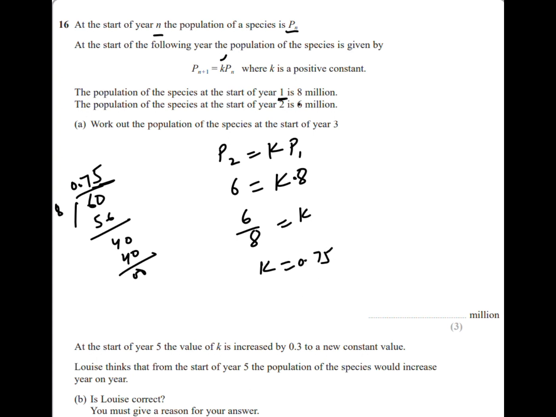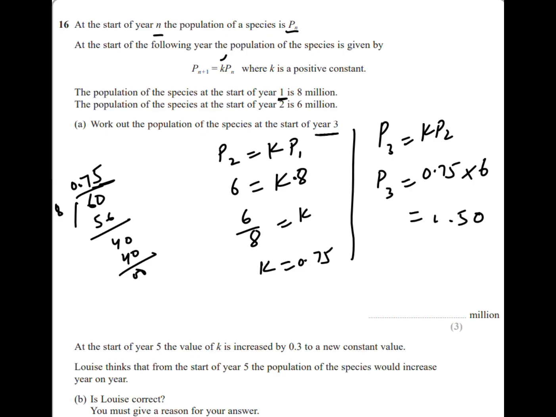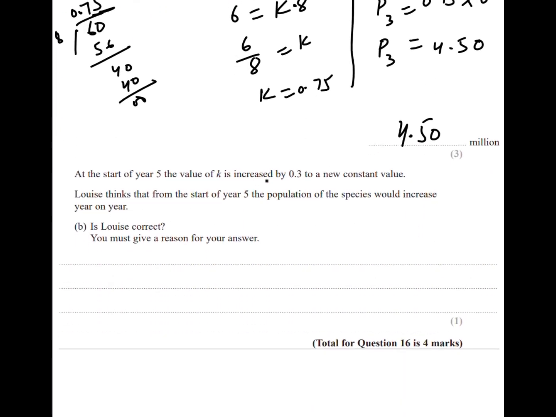Now, we're supposed to work out the population of the species at the start of year 3. It means that P3 equals K·P2, and we don't know P3, so it's going to stay like that. K is 0.75 times P2, which is 6. So 6 times 5 is 30, 6 times 7 is 42, and so it's 4.50. The population at the start of year 3 is going to be 4.50 million. Then it says at the start of year 5, the value of K is increased by 0.3. So before K was 0.75, now it's increased by 0.3, which is 1.05.